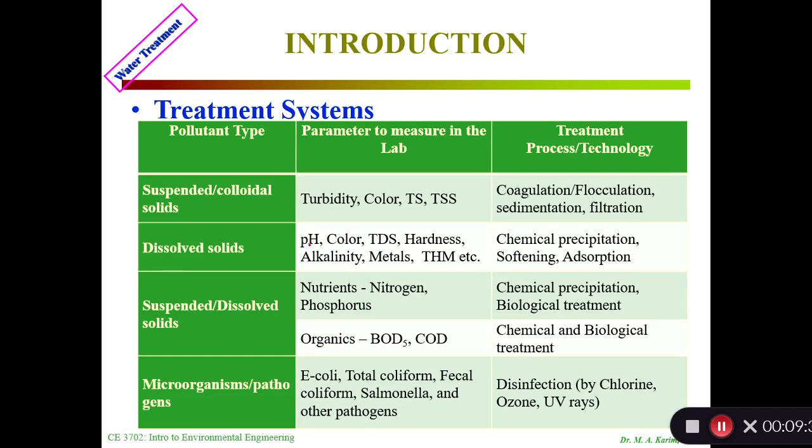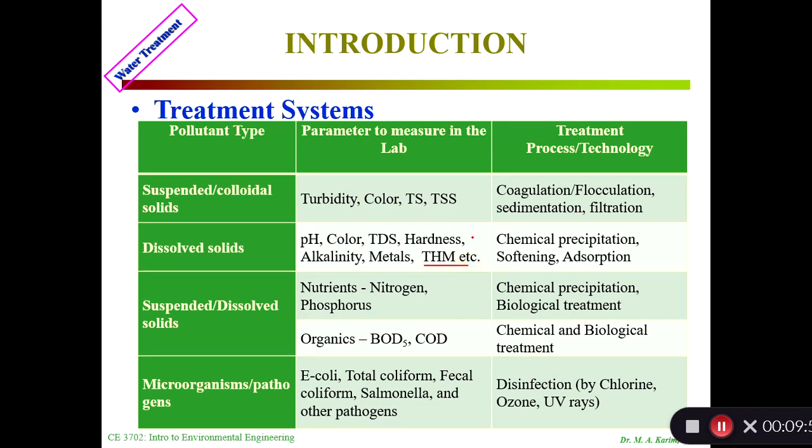The next one is dissolved solids and pH, because pH is the negative logarithm of the hydrogen ion concentration. Color, as I said, can come from suspended solids, colloidal, and dissolved solids. Then TDS, total dissolved solids, hardness, alkalinity, metals, and THM, trihalomethane.